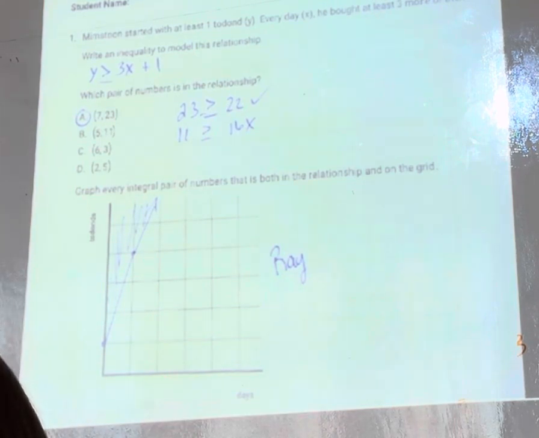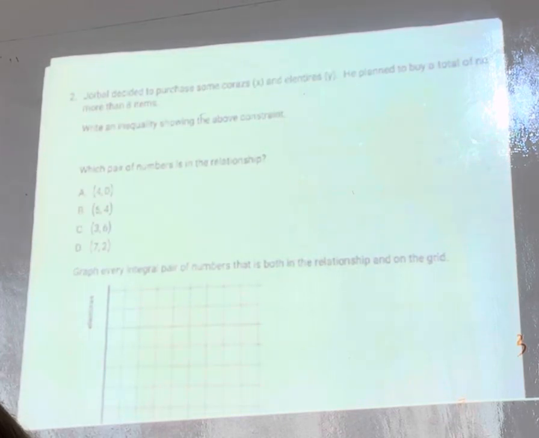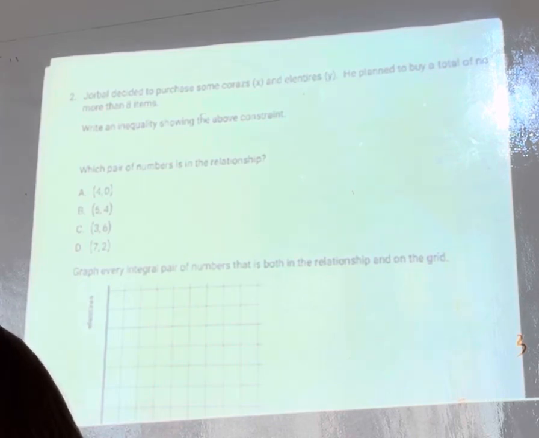Any questions of why the others are not it? Okay, no questions. Number 2. So he's deciding to purchase some X's and Y's, and he plans to buy a total of no more than 8 items. So is he buying one item or both items? 8 items, but possibly both. So write an inequality showing the above constraints.